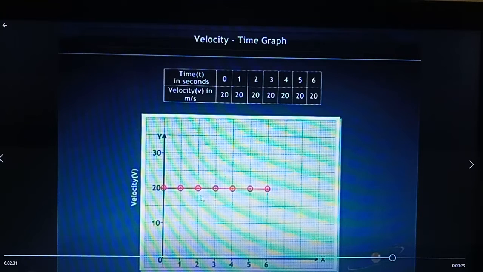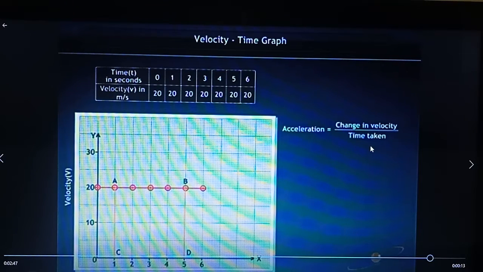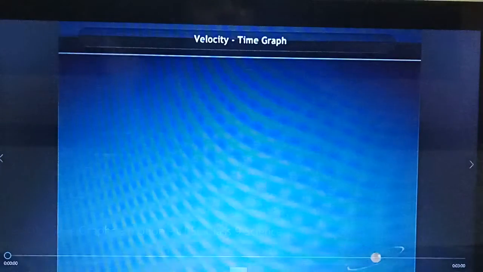Now for getting its slope, we will be dropping perpendiculars from A and B towards the x-axis. Now again the value of acceleration will be equal to change in velocity upon time taken. Now change in velocity, is there any change in the velocity? No. At point A it is 20, at point B it is 20, 20 minus 20 upon time taken, 5 minus 1, equivalent to 0. That is, acceleration for the uniform motion is always equivalent to 0.